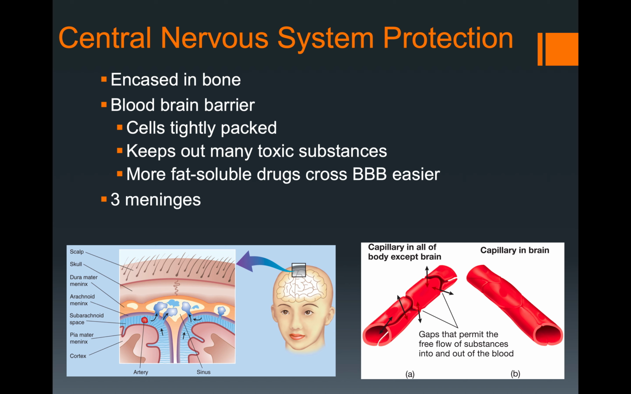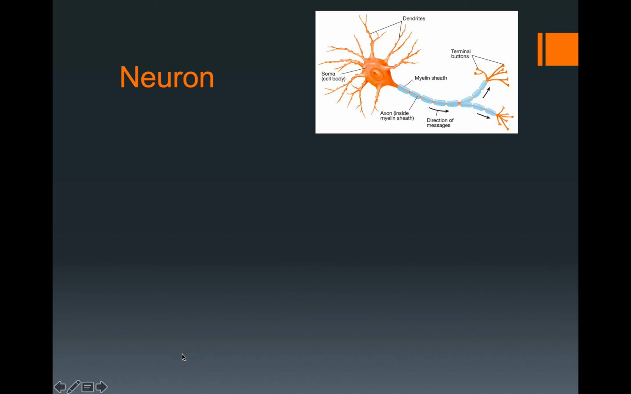There's also 3 meninges, and so these are membranes that surround the brain, between the brain and the skull. You can see them right here. And cerebrospinal fluid, which supports and cushions the brain.